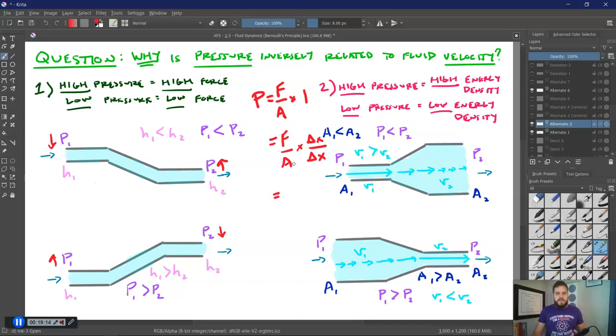And when we do this, what's a force times a displacement? Well, really, that's work. And what is an area times a displacement? So I have an area and I'm moving it forward.